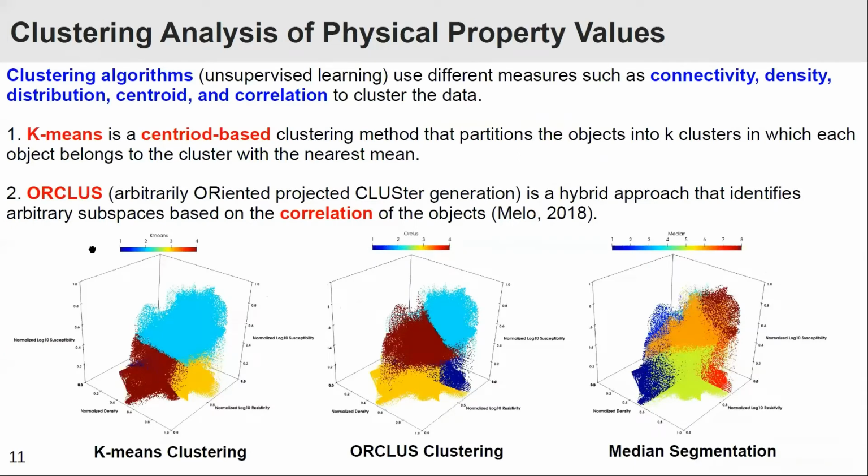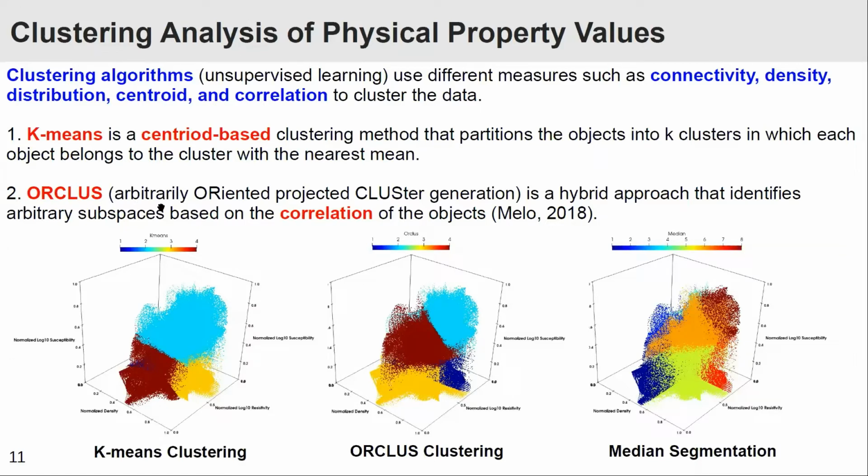For clustering, there are many methods and lots of research on how to do the best clustering analysis. They can be based on connectivity, density, distribution, centroid, or correlation. For this research, I use two basic ones. The k-means is the most known and the most understood centroid-based method, which uses the mean values and finds the clustering around the mean value.